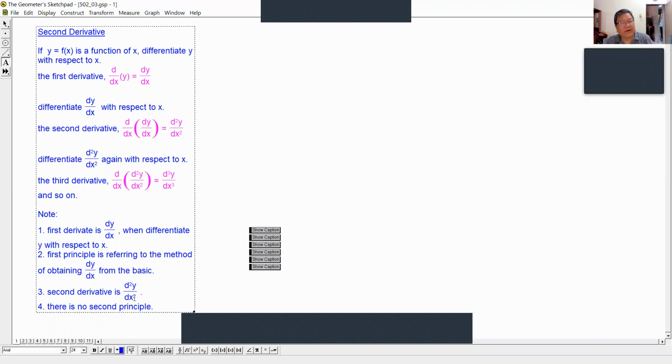Now, second derivative is d2y dx squared. Second derivative means you differentiate the second time. Now, there is no such thing as second principle. We only have the first principle, right?